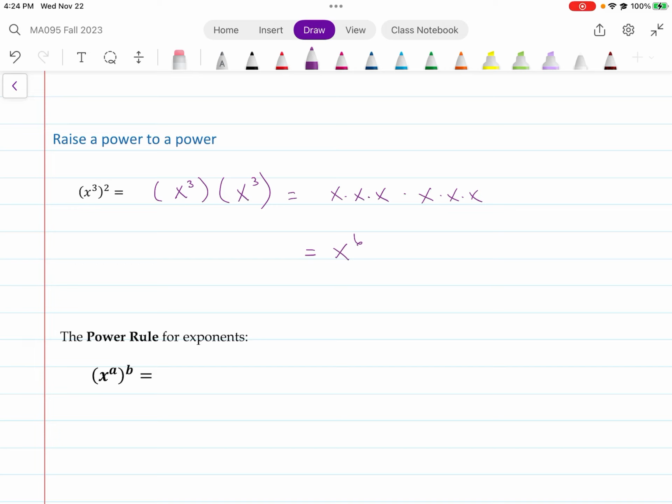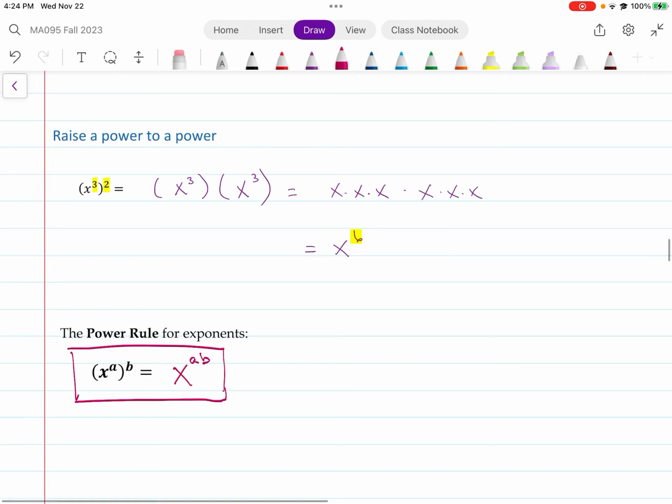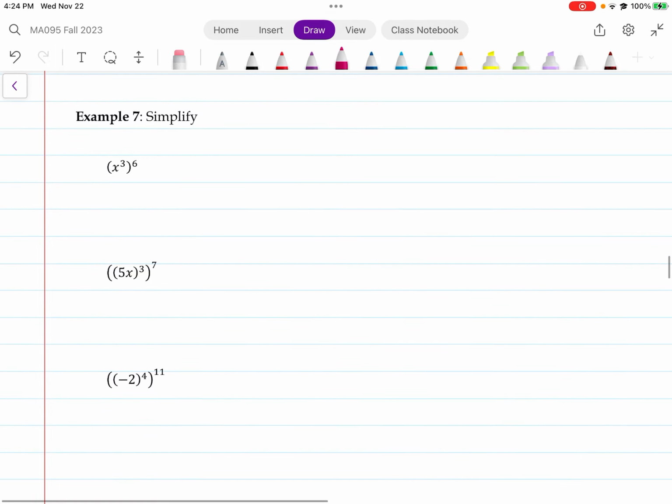So people often ask, why do we multiply? Well, if you can't remember why we multiply to get the 6, write it all out with a simple example like this to remind yourself. It's because there are 6 x's there, so we get x to the 6. All right, so the rule is x to the a to the b is x to the ab. We multiply when it's a power. Okay, so let's try some examples. So simplify all of those and then come back and check your answers.